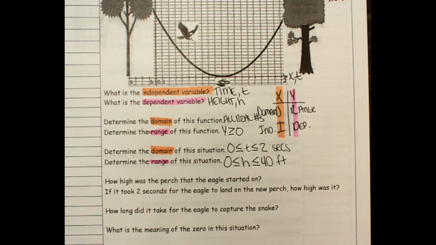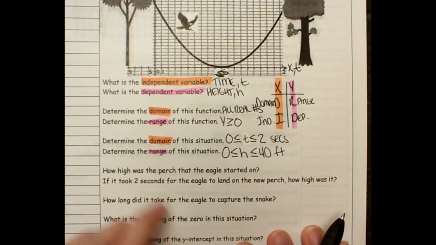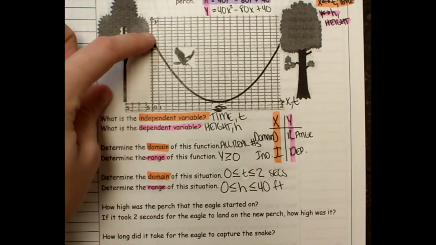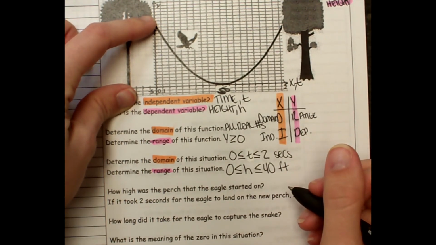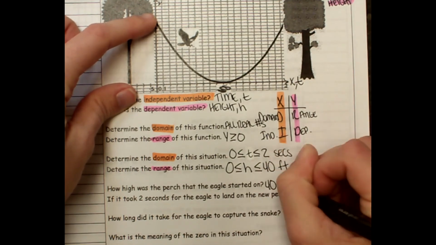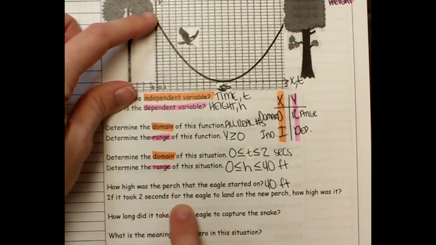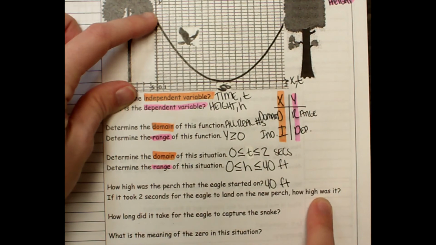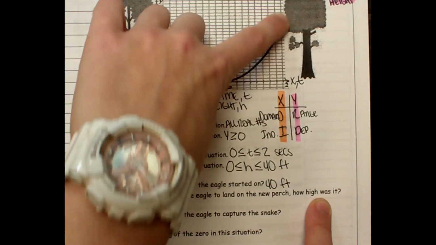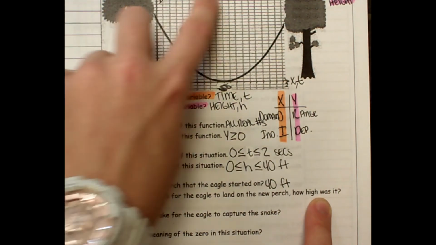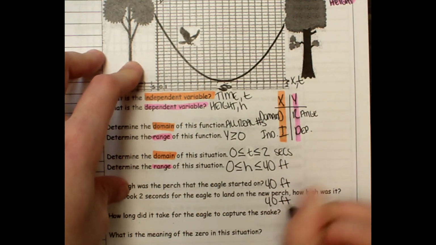So now let's look at some additional questions. How high was the perch that the eagle started? Well, your start was right here, also known as the C value. So where he started is your C, the y-intercept. So he started at 40 feet high. If it took 2 seconds for your eagle to land on the new perch, how high was it? Well, if he dropped down 40 feet in 1 second, he flew back up 40 feet in 1 second because it is a constant change. So how high was your new perch? It's also 40 feet.